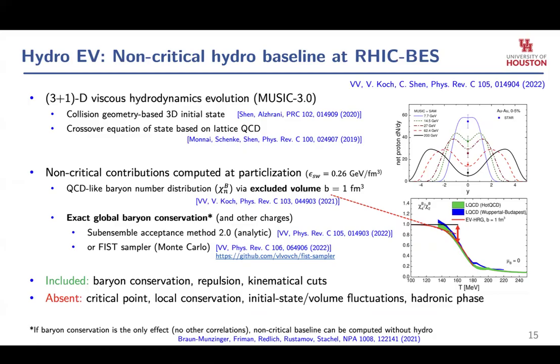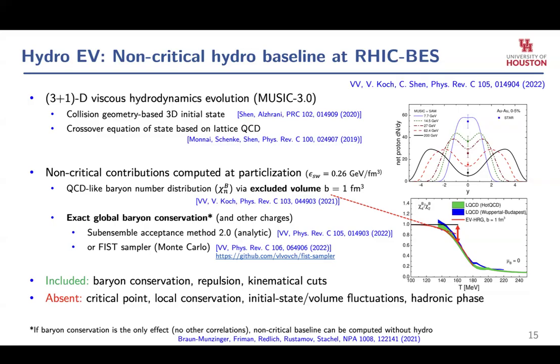So it was a prediction with regard to BES-II data, where we used a MUSIC simulation of hydro 3+1D, and the new ingredients were at particlization. When we transform the fluid into hadrons, we implement the effects of exact global baryon conservation. So what is exact global baryon conservation? If you have 400 baryons in the beginning, you will have 400 net baryons at the end, in the full space.